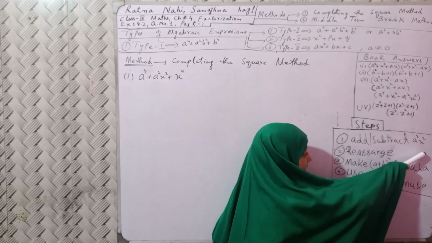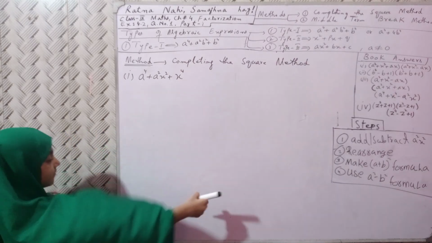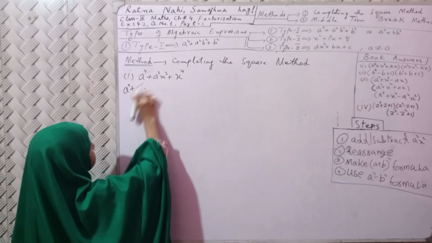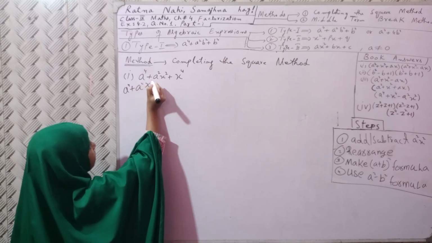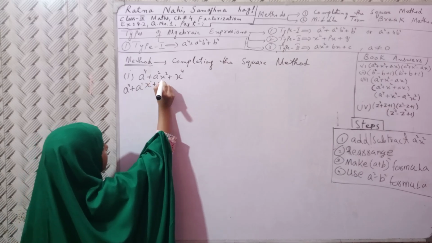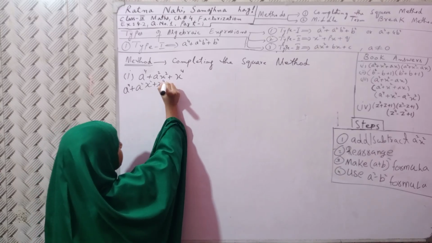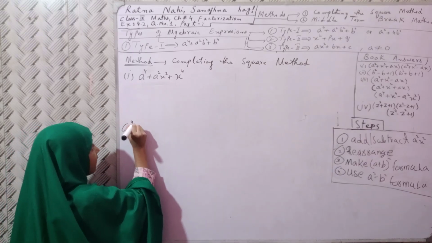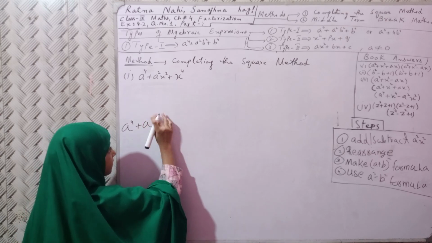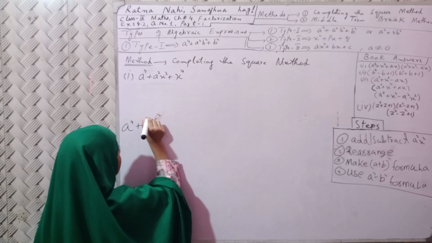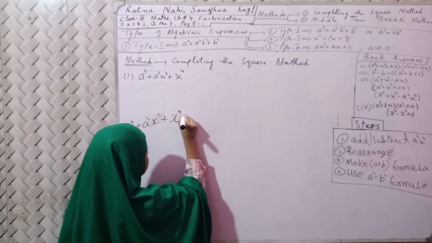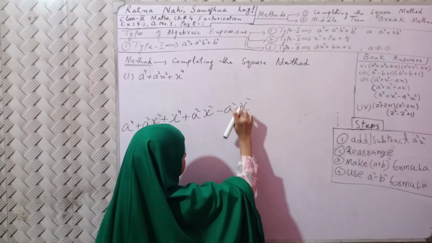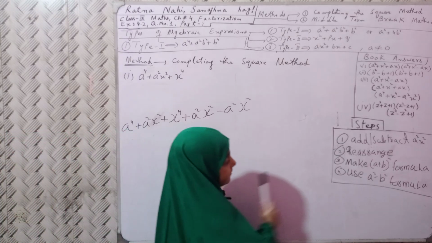First, add and subtract a square, x square. a power 4 plus a square, x square plus x power 4, plus a square, x square minus a square, x square. Done this. Now second, rearrange.